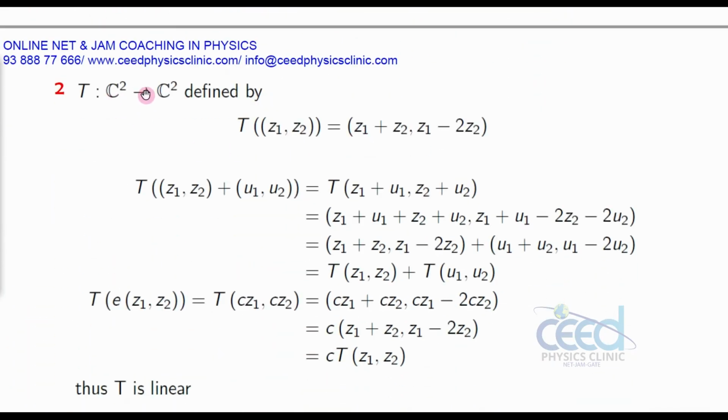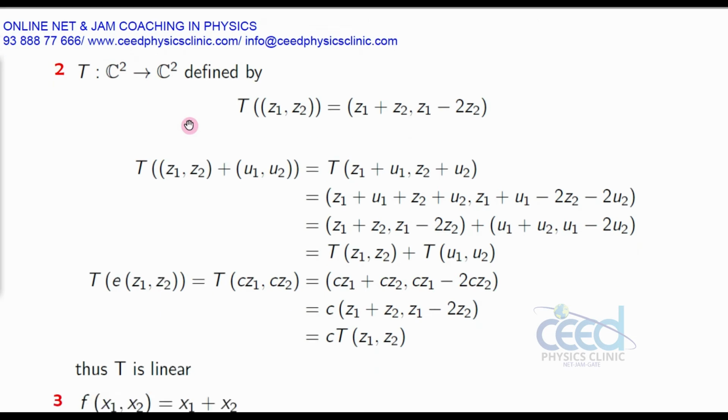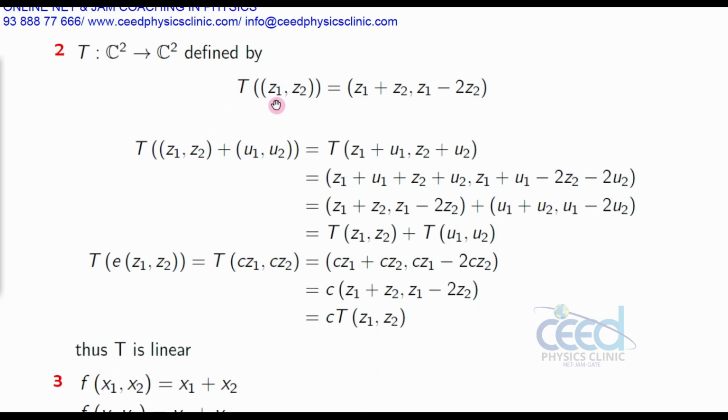Let T: C² → C², where C² means two-dimensional complex space. Here complex numbers are given. The transformation is T(z1, z2) = (z1 + z2, z1 − 2z2).